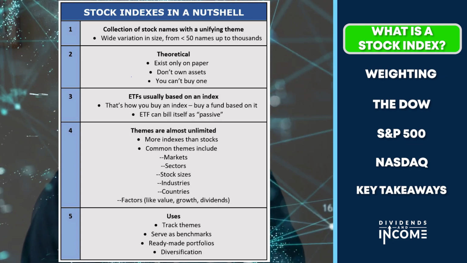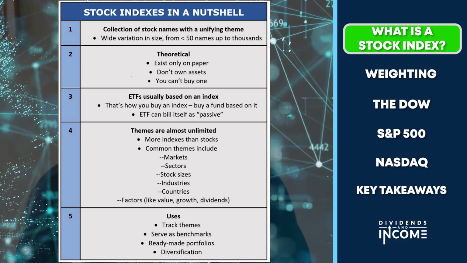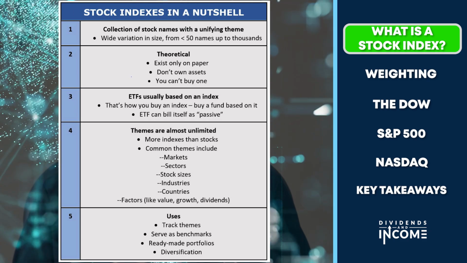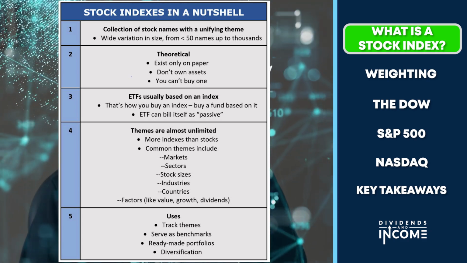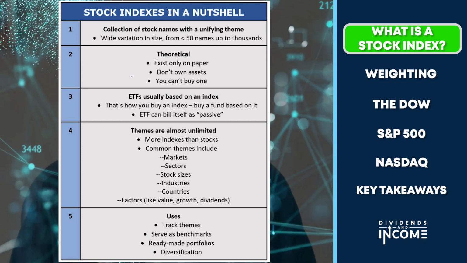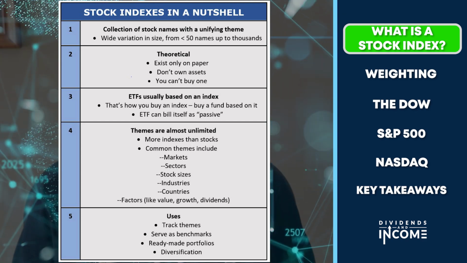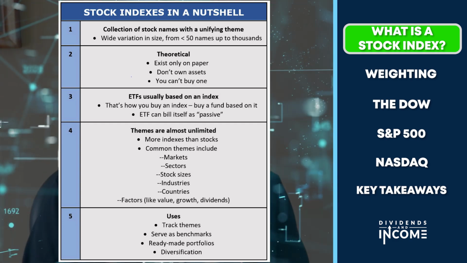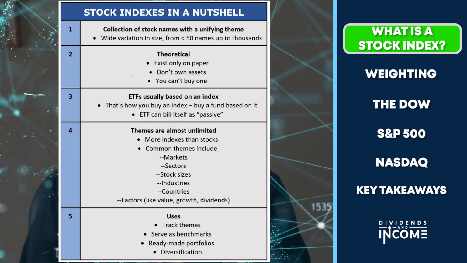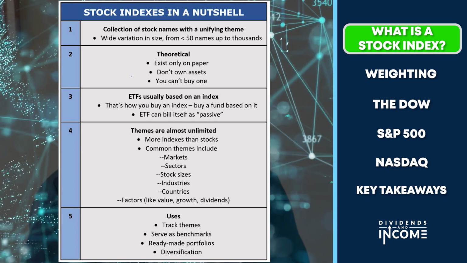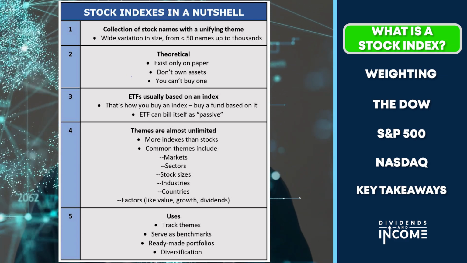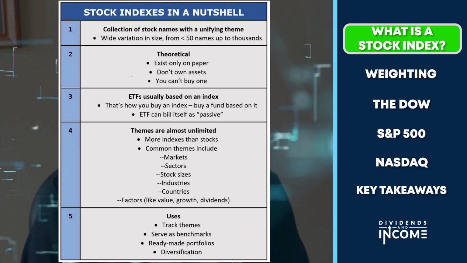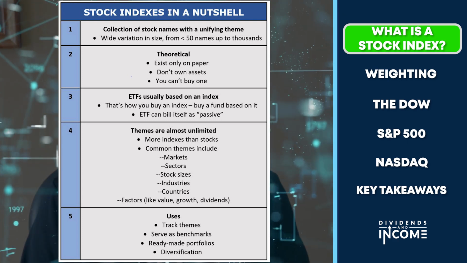Item number four, the themes on which an index's portfolio is created can be almost endless. There are, in fact, more stock indexes than there are stocks. Common themes include what I've listed here. A theme based around a market, i.e., all the stocks sold in a particular market. Sectors, do you want to own every stock in the communications sector? There's an ETF for that. Stock sizes, small stocks, medium stocks, large cap stocks might be the basis of an index.